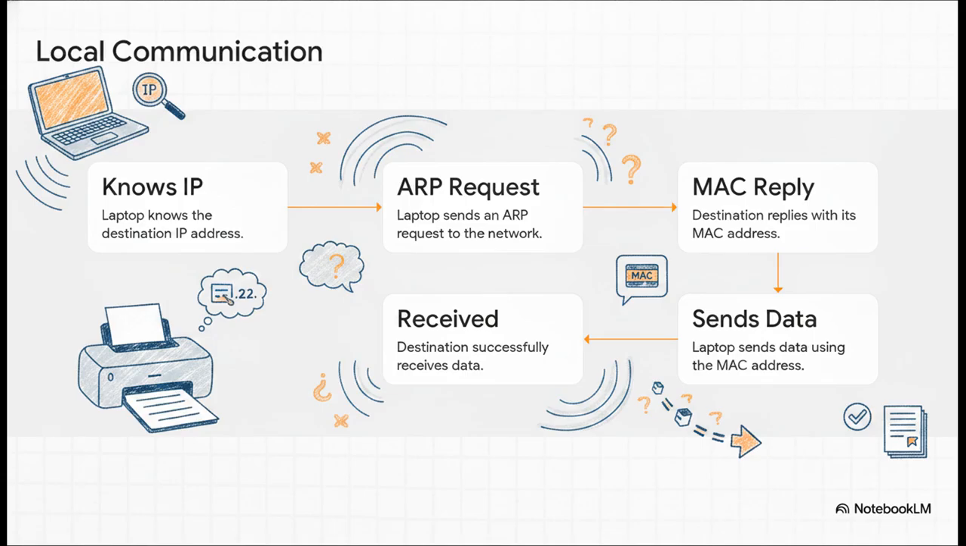Picture this. You are trying to print a photo. Step 1. Your laptop already knows the printer's IP address. Step 2. The laptop literally shouts out an ARP request to the entire local network asking, "Hey, who owns this IP address?" Step 3. The printer hears this and goes, "Oh, that's me, and here's my MAC address." Step 4. Your laptop now packages the data using that physical MAC address and sends it on its way.